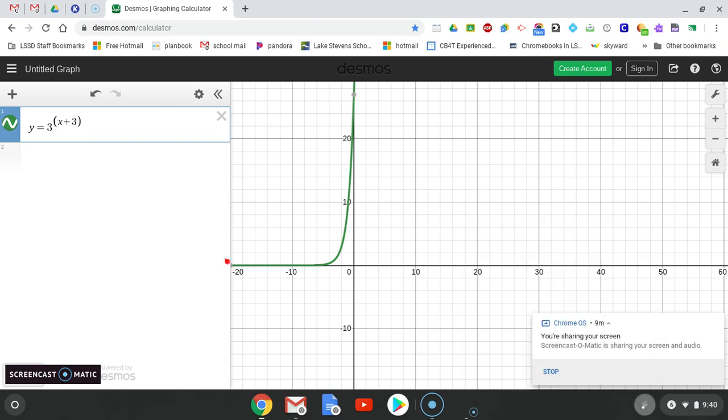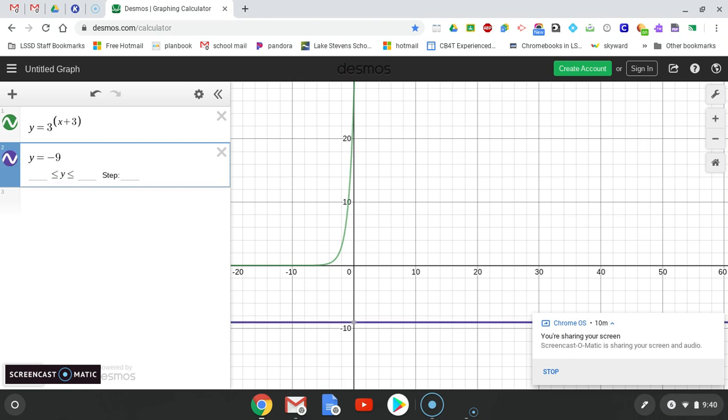You can see that it's this graph right here. It's getting closer and closer to 0, never crosses it, and it's going up exponentially fast. Okay, so then my next one was just -9. So I'm going to type y equals -9 for my second one.